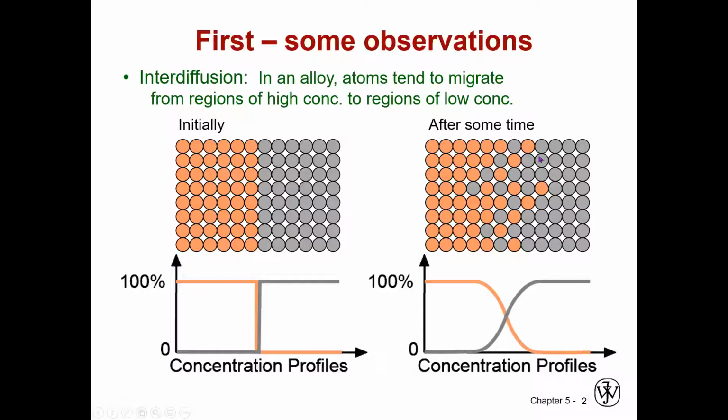There's a movement of mass where the gray atoms would move into the orange and the orange would move into the gray. And so we'd start to see that the interface between them becomes diffuse. And this would continue until we get complete mixing. So we see that mass wants to move from high concentration to low concentration.